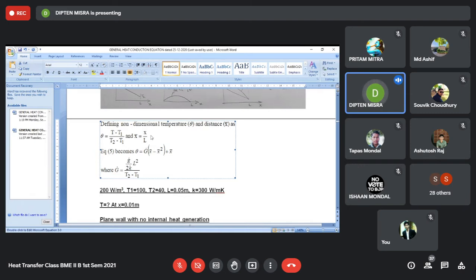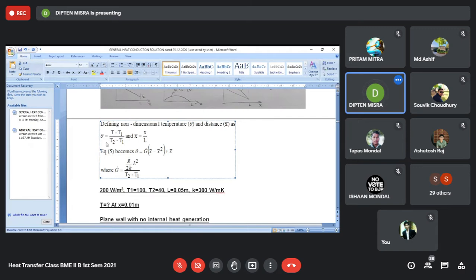Although X can vary from 0 to 0.05 thickness, it may be 0 to 0.03 meter for another problem. Different problems will have different thicknesses. So we cannot represent all the things in one single graph. But if I make it dimensionless, then always our X bar varies between 0 to 1.